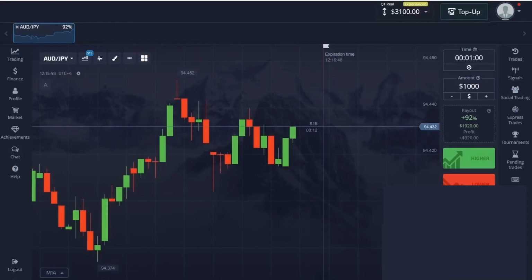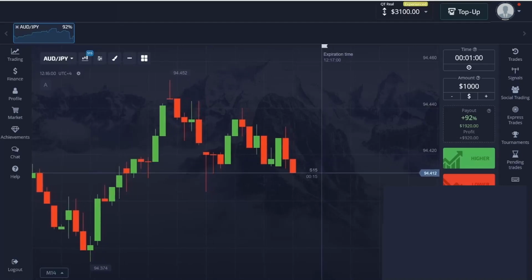Today I want to present to you a very effective 3-minute strategy consisting of 3 indicators, and they are Zig Zag, Keltner channel and Stochastic Oscillator.